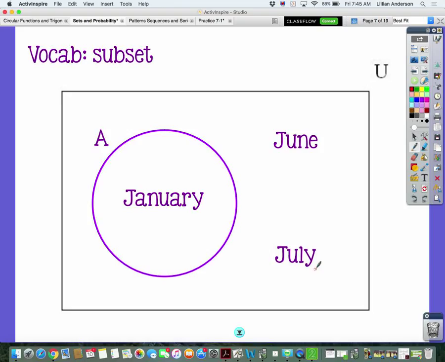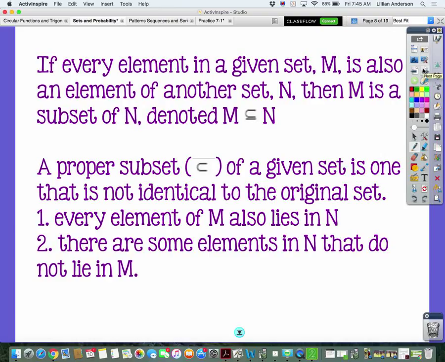Now, A is an example of a subset of U. Okay? Now, a subset is basically a set that is a part of another set. Okay? It could be a universal set. It could be an individual set. Okay? And so we're going to look at that a little bit more in detail in our next slide. Okay? Now, if every element in a given set M is also an element of another set N, then M is a subset of N, denoted with this notation. Okay, it's like an elongated C with the bar underneath it.